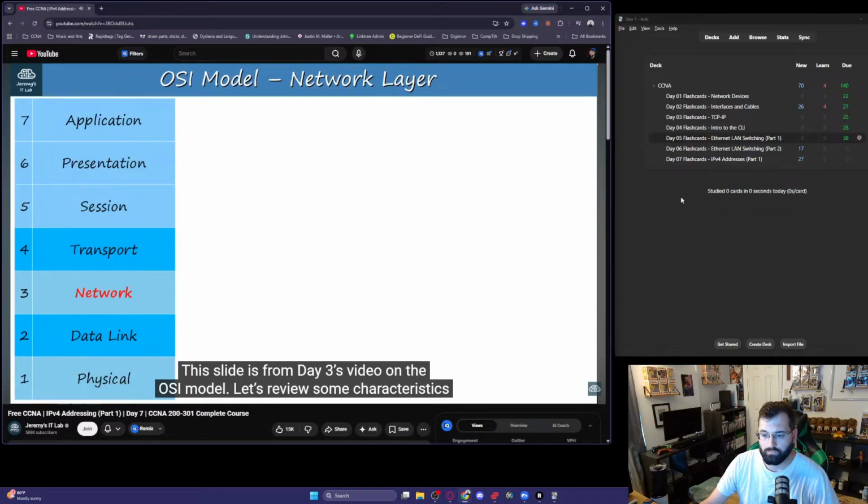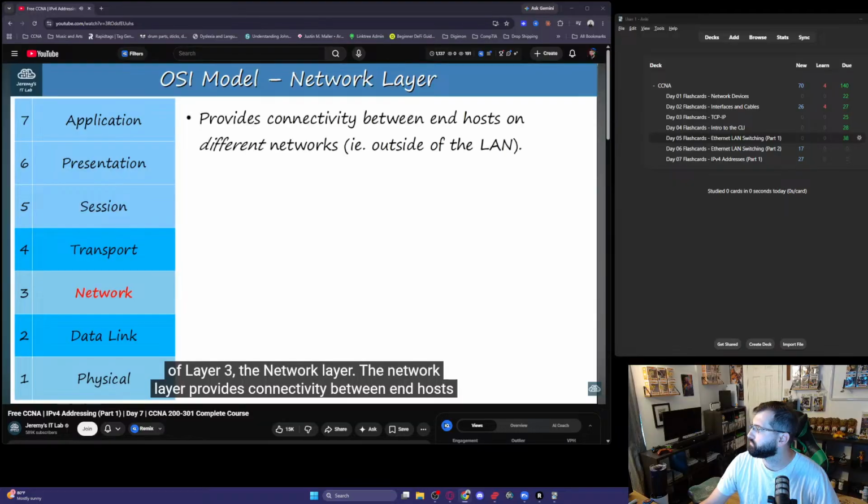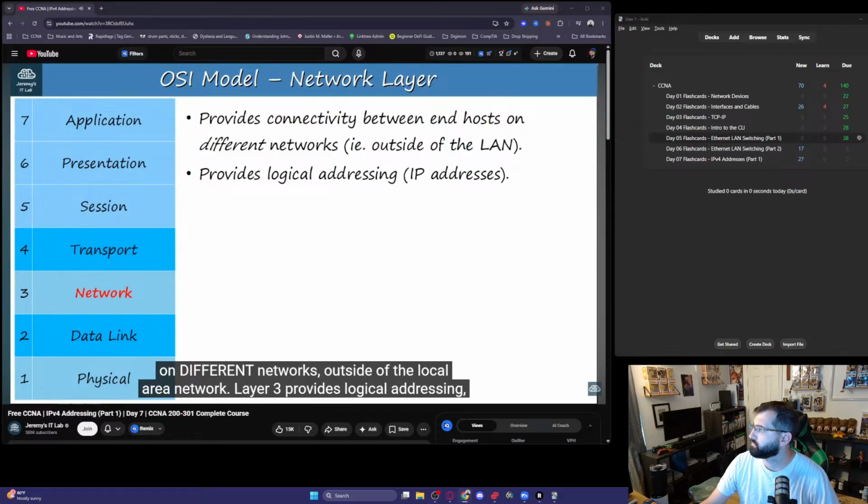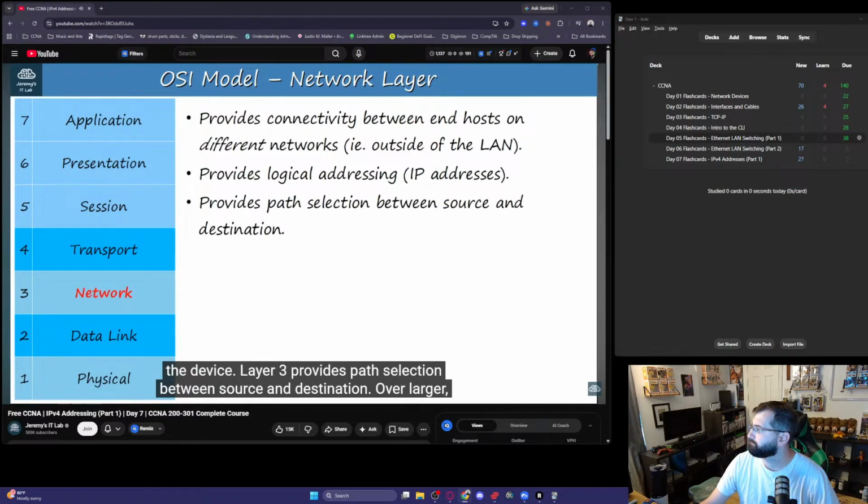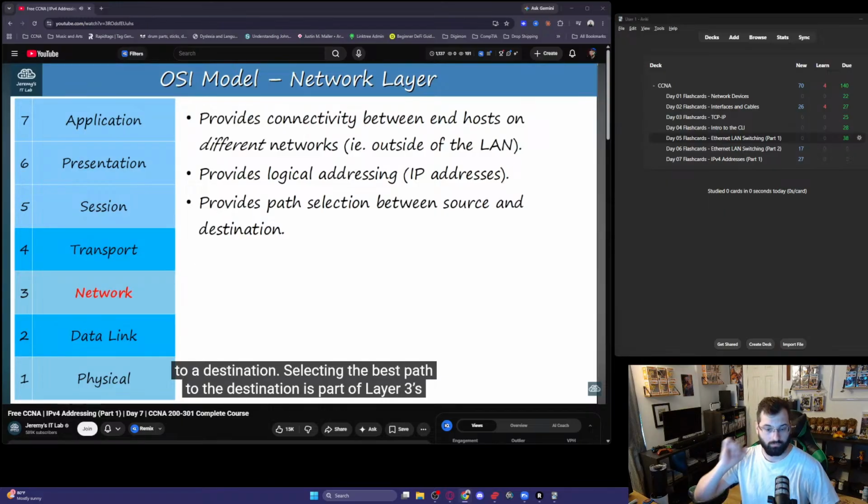This slide is from day 3's video on the OSI model. Let's review some characteristics of layer 3, the network layer. The network layer provides connectivity between end hosts on different networks, outside of the local area network. Layer 3 provides logical addressing, specifically IP addresses. Where layer 2 uses MAC addresses, which are assigned to the device when it is made, IP addresses are logical addresses you assign when you configure the device. Layer 3 provides path selection between source and destination. Over larger, more complex networks, for example the internet, there can be many different possible paths to a destination. Selecting the best path to the destination is part of Layer 3's functionality.